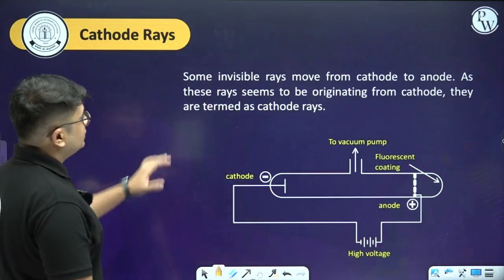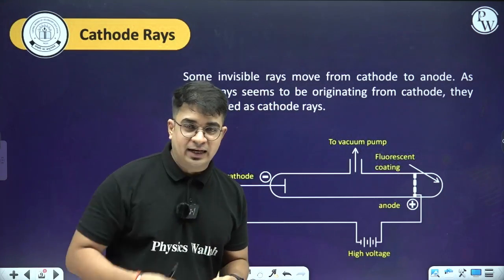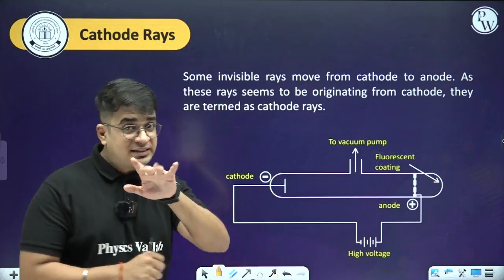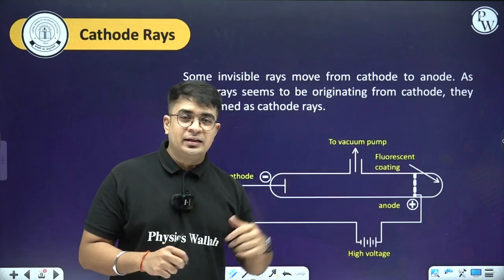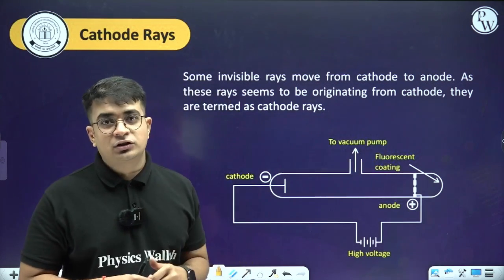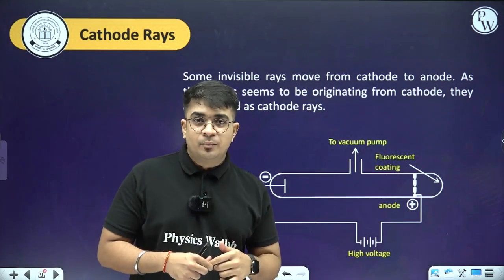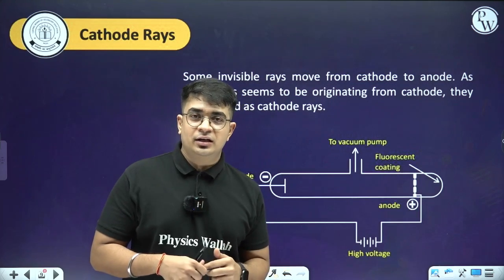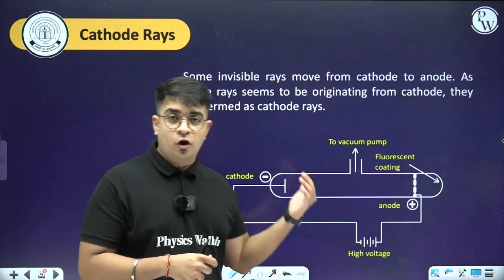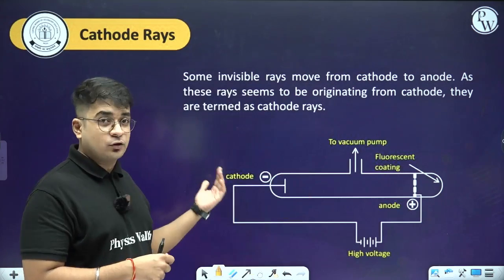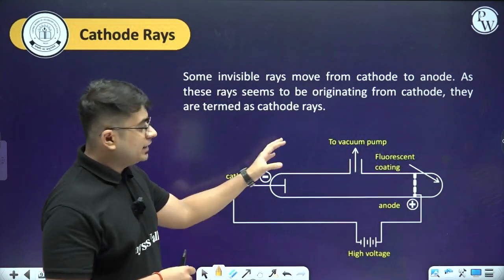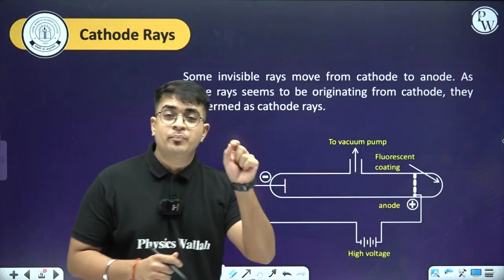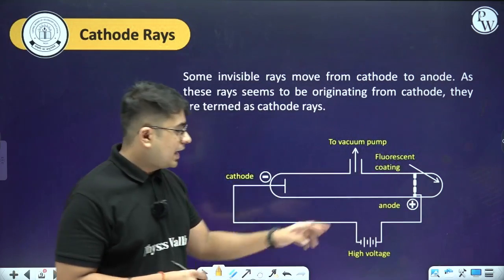Now, some invisible rays, because we know that at very low pressure, approximately 10 raised to the power minus 4 atm, you cannot see the rays. They were glowing in the earlier cases when the pressure was not that low, but at very low pressure they were not glowing. So to check their nature, whether they move from cathode to anode, they did a specific thing. They used a perforated anode, or made some holes in the anode.